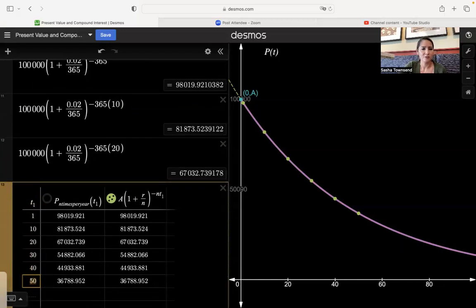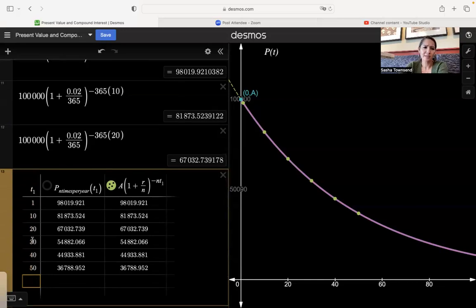All right. So these are the values. If I want $100,000 a year from now, I need to deposit $98,000 approximately. If I want $100,000 10 years from now, I need to deposit $81,873 approximately. 20 years from now, I need to deposit $67,000. 30 years from now, I need to deposit $54,882 right now. If I'm willing to wait 40 years, I need to deposit $44,933. Then if I'm willing to wait 50 years, I only have to deposit $36,788 right now in order to have that $100,000 in 50 years. So that is how we do that.